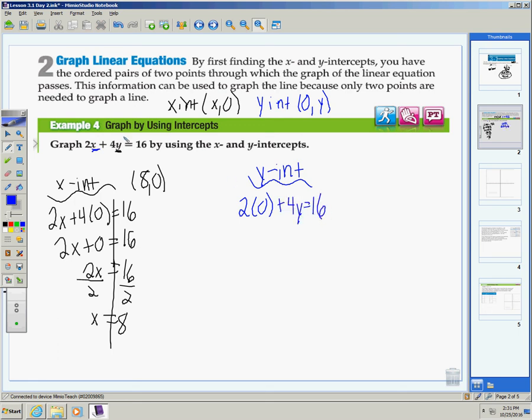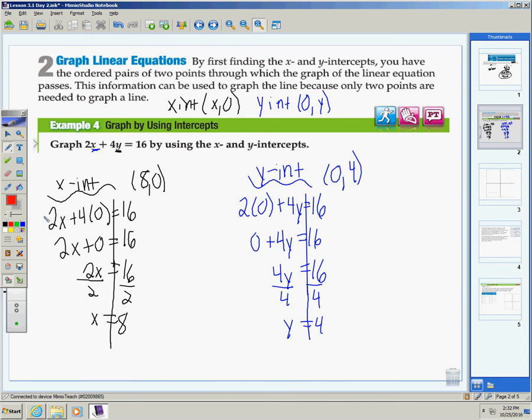Now I'm going to solve this. 2 times 0 is 0. 0 plus 4y is 4y. And then you can divide each side by 4. Y equals 4. Which means my y-intercept is 0, 4. And now I have found two different points that I can graph, 8, 0 and 0, 4.